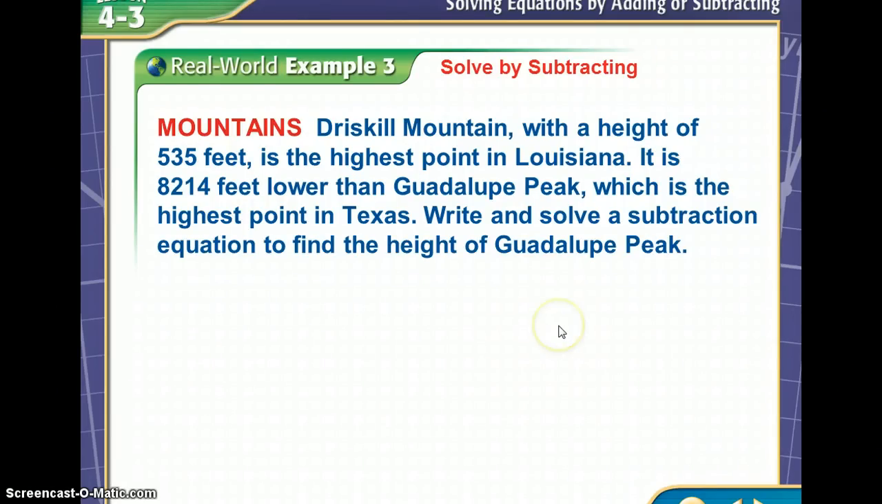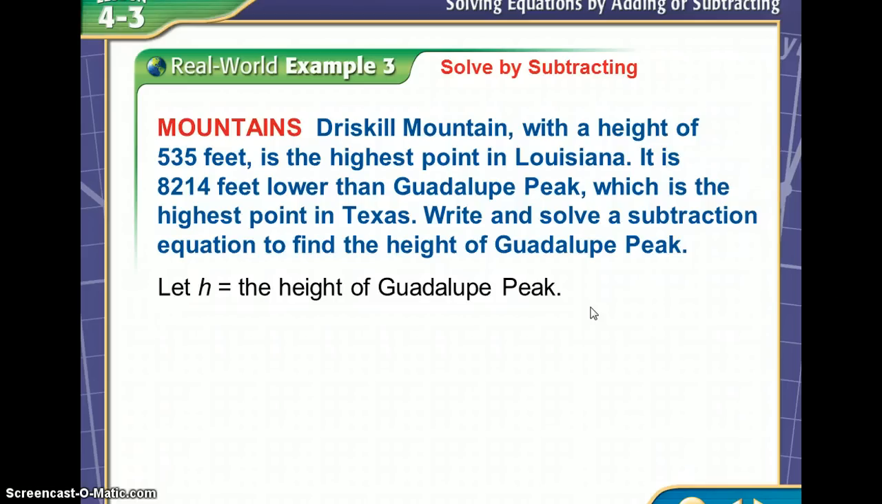Okay, the Driscoll Mountain with a height of 535 feet is the highest point in Louisiana. Just for a little FYI, we're about 900 feet above sea level here in Indiana, and so you can see that this mountain in Louisiana is not as high up or as far away from sea level as you are. It is 8,214 feet lower than Guadalupe Peak, which is the highest point in Texas, which is actually further above sea level than you are. Write and solve a subtraction equation to find the height of Guadalupe Peak.